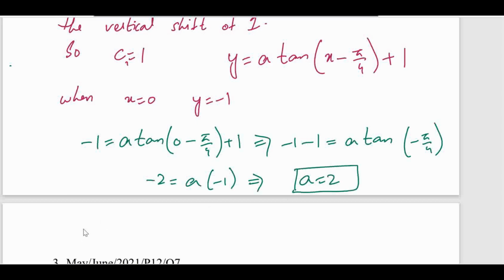So finally we can say that a is equal to 2, b is equal to pi by 4, and c is equal to negative 1. So this will be the final answer. I hope that the concept is clear. Let's move to the next question.